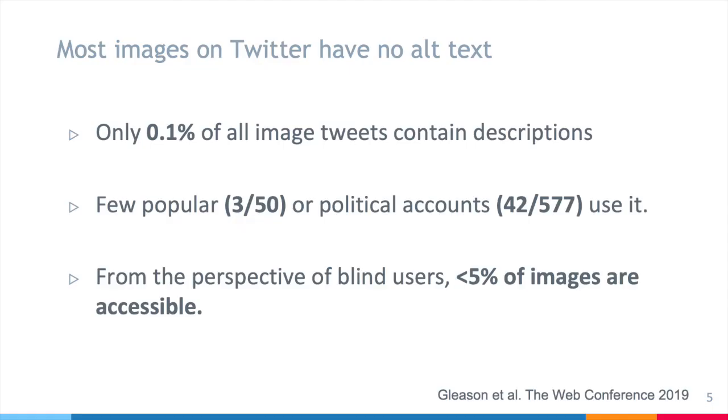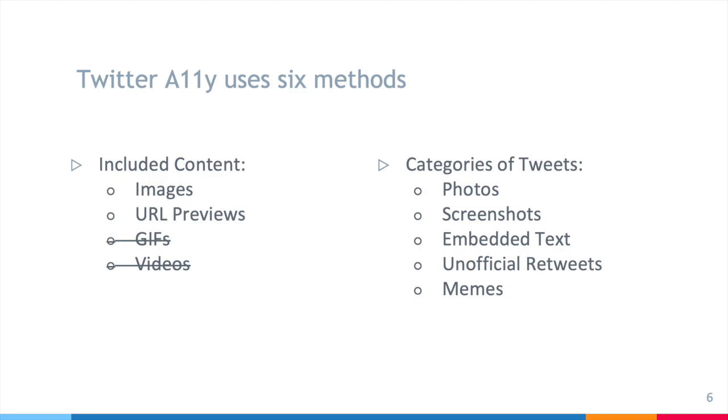We have found that Twitter is not very accessible as a whole. Only 0.1% of all images have alternative text. This might be a bit higher for celebrities or politicians, but blind users are probably seeing less than 5% of images in their feeds with accessible descriptions. We have developed Twitter Ally, which is a browser extension, to make this content accessible.